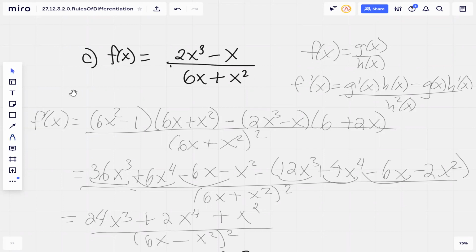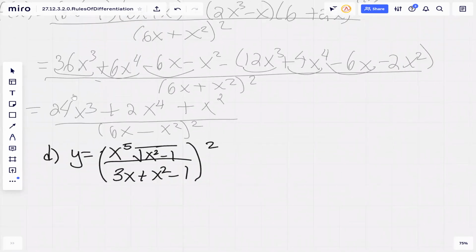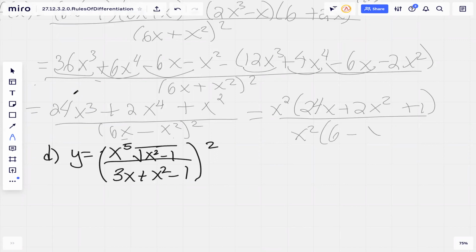Okay, so we can simplify this a little bit more. In the numerator, we can factor out x squared, giving us 2x squared plus 24x plus 1. In the denominator, we can also factor out an x squared, and then we're left with 6 plus x, all squared. The x squareds cancel out.